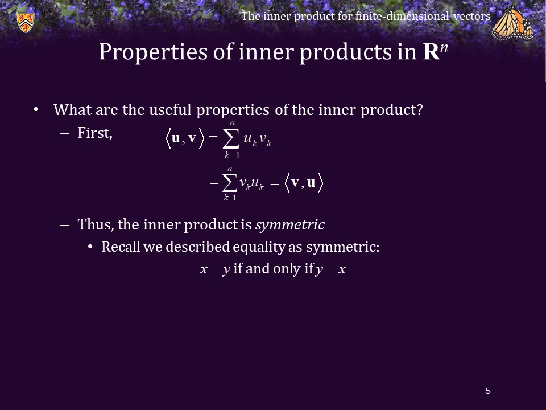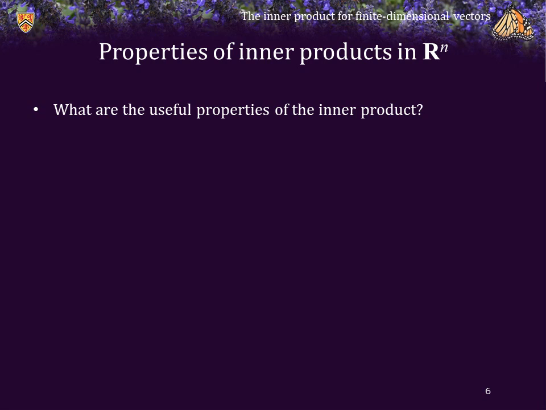Okay, next property. Here's the next useful property. Recall that if I multiply the vector u by a scalar alpha, this just multiplies each entry of u by that scalar. So when we're calculating the inner product, we're just multiplying each term of the sum by alpha. But that means that alpha is a common factor, so we can factor out the alpha. But wait a second, this is just alpha times the inner product of u and v.